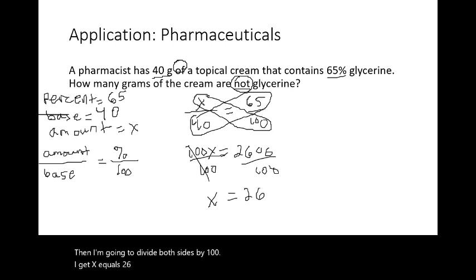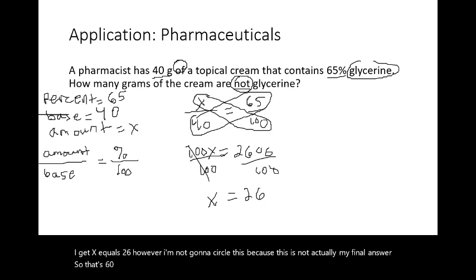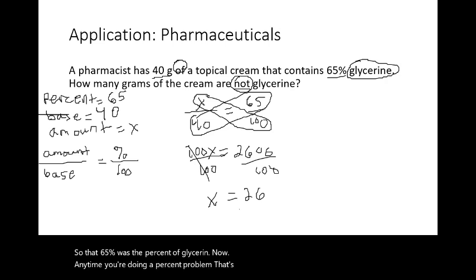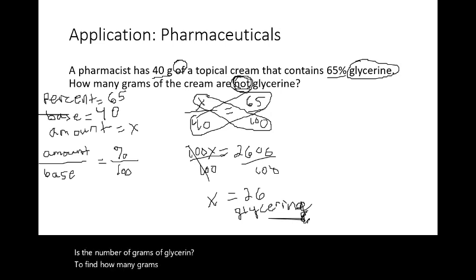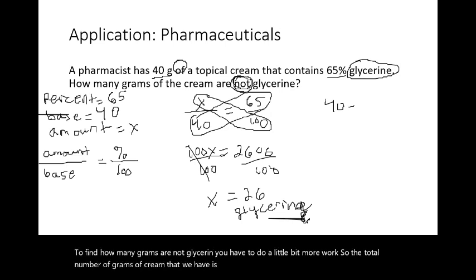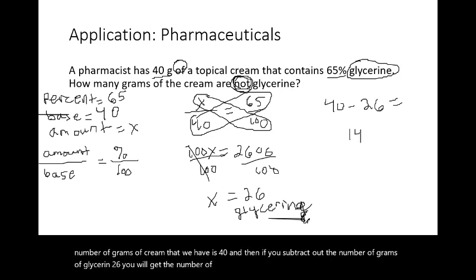However, I'm not going to circle this because this is not actually my final answer. So that 65% was the percent of glycerin. Now, anytime you're doing a percent problem, that 65% deals with glycerin. So this 26 is the number of grams of glycerin. To find how many grams are not glycerin, you have to do a little bit more work. So the total number of grams of cream that we have is 40. And then if you subtract out the number of grams of glycerin, 26, you will get the number of grams that are not glycerin. So there are 14 grams that are not glycerin.